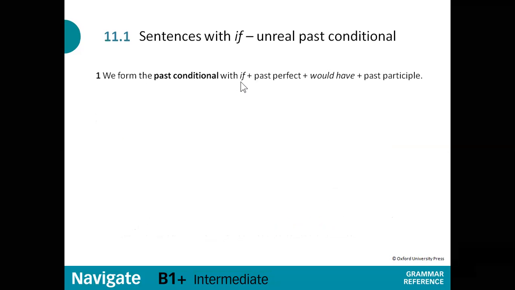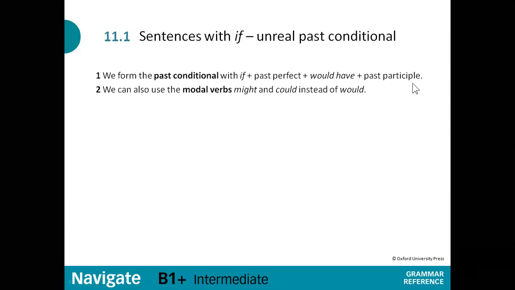We form the past conditional with if plus past perfect plus would have plus past participle. We can also use the modal verbs might, could instead of would. So the structure of past conditional, i.e. third conditional, is that we use if at the beginning of the sentence. After if, we use past perfect tense. You can use past perfect continuous or past perfect simple. And after the if clause, you use would have plus past participle. And instead of would, you can use might or could.